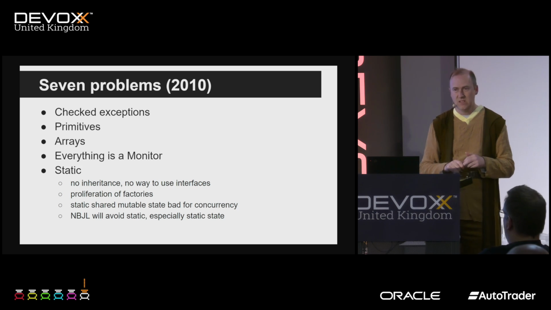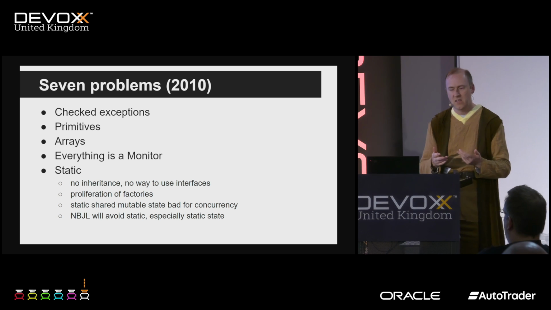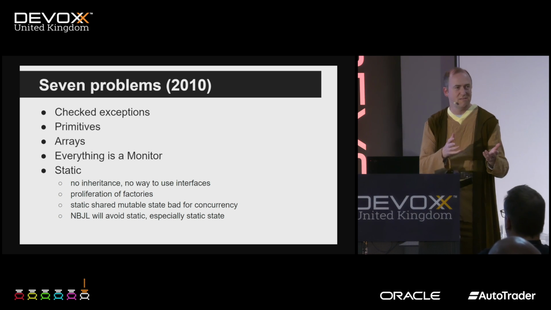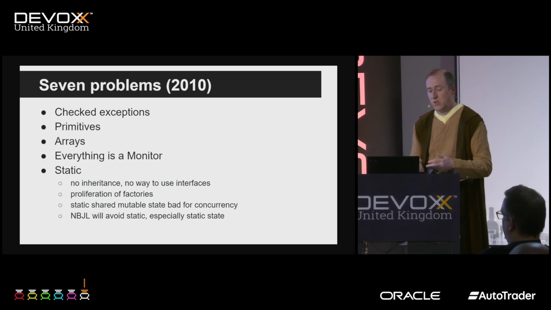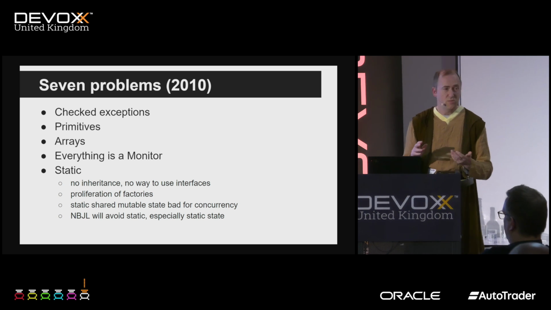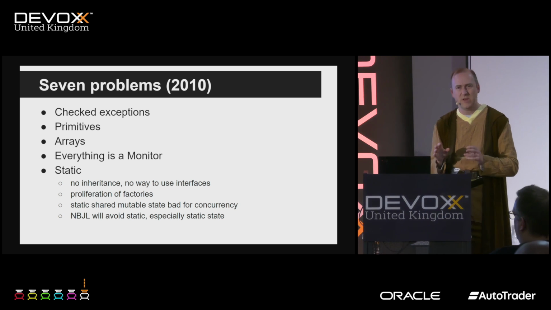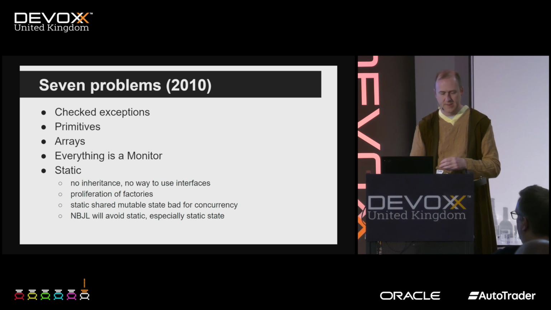Static. Nothing wrong with static per se, but there's no way to treat it as an interface, no way to treat it as an object. So you get lots of factories, you get shared mutable state. So there were various aspects of static that were potentially problematic.